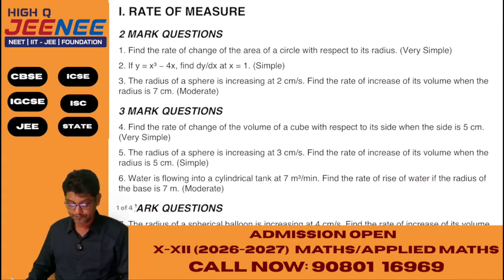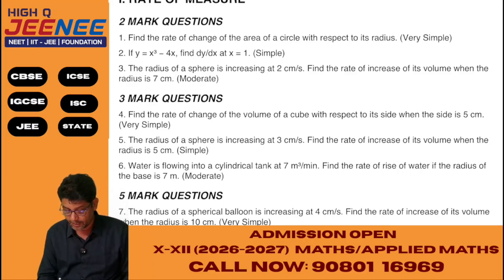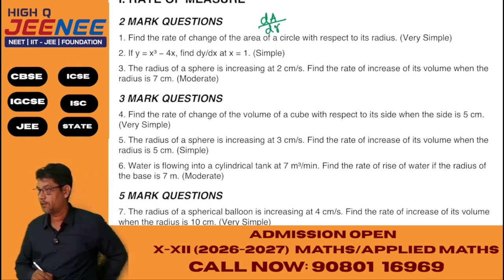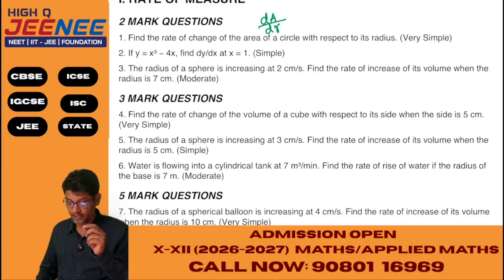Now look at this. Question number 2. Find the rate of change of area of a circle with respect to its radius. So they ask you to find dA by dr. Answer is over. For one more word question, I can use it: find the rate of change of area of a circle with respect to its radius.